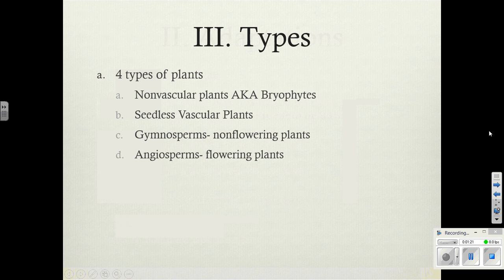So there's 4 types of plants, what we call non-vascular, also known as a bryophyte, seedless vascular, gymnosperms, and angiosperms. So the non-vascular plants, literally just like it sounds, they do not have a vascular system. They're also not going to have seeds. Seedless vascular, they do have xylem and phloem, but no seeds. And then gymnosperms and angiosperms both use seeds, but the gymnosperms are going to use cones to protect that seed, whereas angiosperms are going to use like a fruit or a flower to kind of protect those seeds.